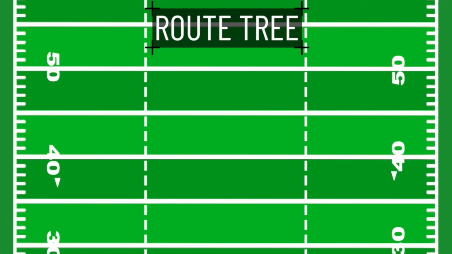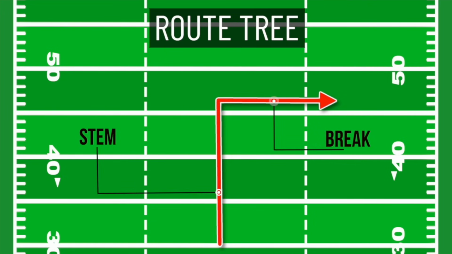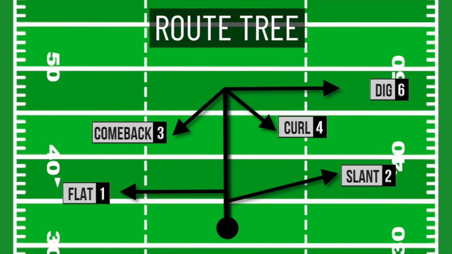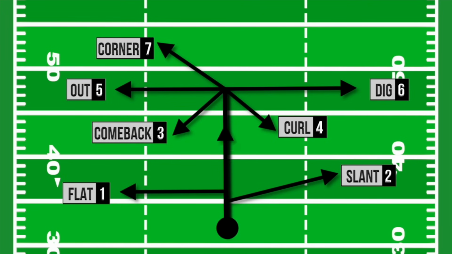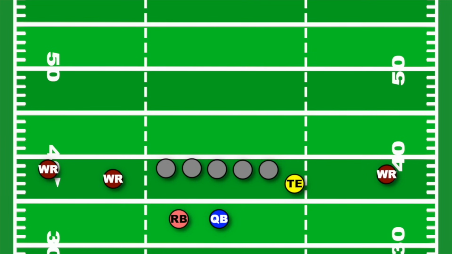The route tree refers to all of the routes that a receiver can run. Receivers, running backs, and tight ends all have different route trees, but we'll mainly focus on receivers for this video. The initial vertical segment of a route is called the stem, and the second segment is called the break. The standard route tree consists of the flat, slant, comeback, curl, dig, out, corner, post, and fly route, and they're often referred to by the numbering system that I have on the screen. These 9 routes are the foundation of every route a receiver runs, but there's a ton of variations that build off of these core concepts.